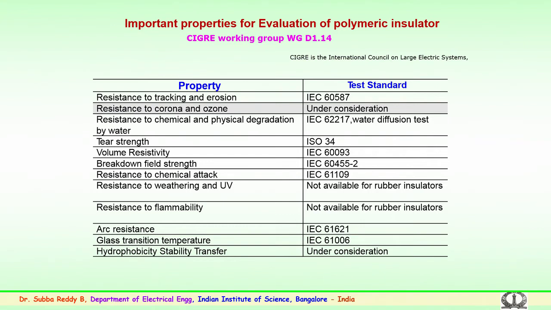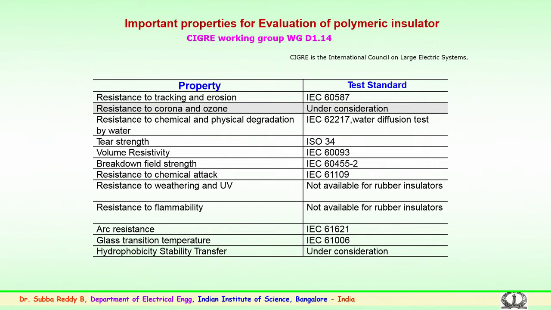CIGRE is an international council on large electric systems. This international group mainly focuses on the standardization of some of the properties pertaining to insulators. This CIGRE working group D1.14 has been recommending the properties which are to be evaluated for polymer or composite or silicon rubber insulators before the standards have actually evolved. Some of the standards have already evolved, but some are still in the stage of evolution.